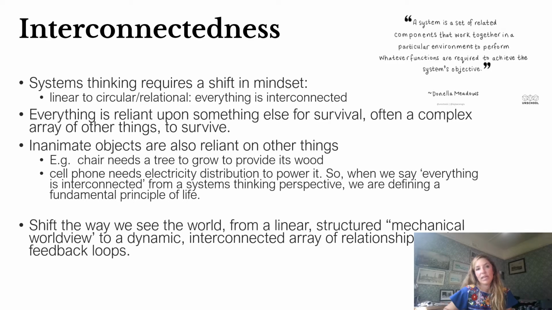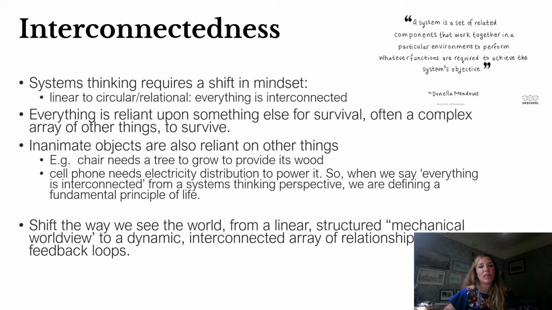Essentially, everything is reliant upon something else, especially if we think about human and nature systems reliant on things for survival. Humans need food, air and water to sustain our bodies, and trees need carbon dioxide and sunlight to thrive. Everything needs something else, often a complex array of other things, in order to survive. Inanimate objects are also reliant on other things. A chair needs a tree to grow to provide its wood, and a cell phone needs electricity distribution to power it. So when people say everything is interconnected, from a systems thinking perspective, we're defining a fundamental principle of life.